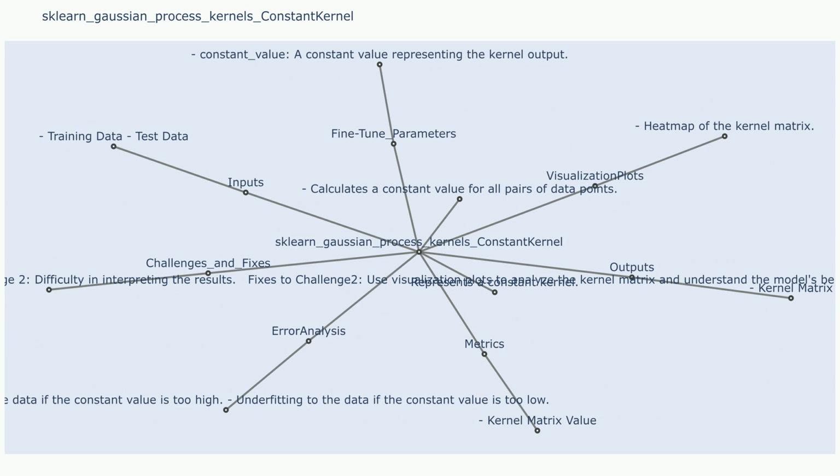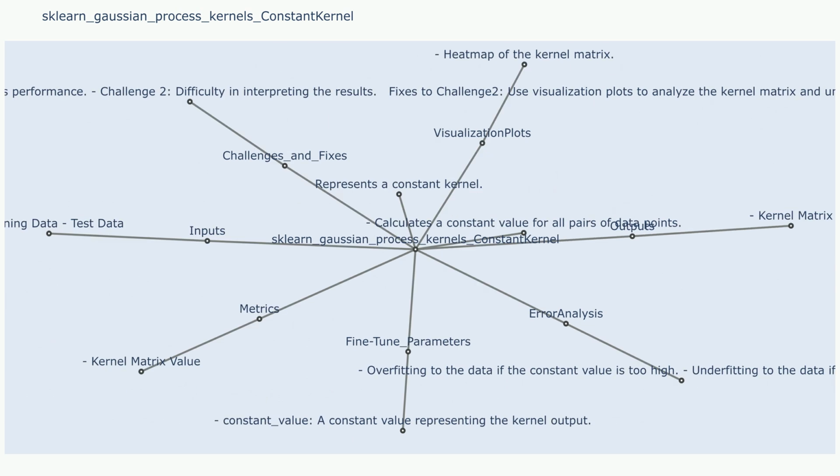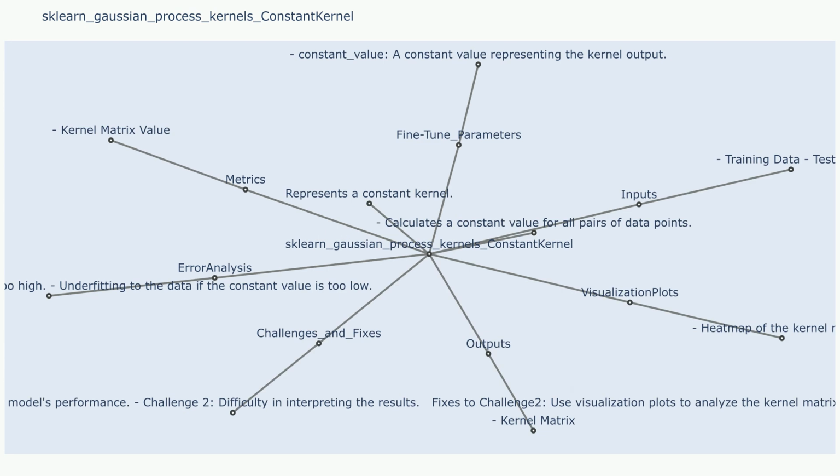Visualization plots. Scatter plot of the input data points colored by their target values. Heat map of the kernel matrix showing the similarity between data points. Fine-tune parameters. Constant value, a scalar value representing the constant value of the kernel. This parameter determines the overall scale of the kernel function. Uncertainty methods. Bayesian confidence intervals provide a measure of uncertainty in the predicted values based on the posterior distribution of the GP model. Predictive variance measures the variance of the predicted values at each input point.